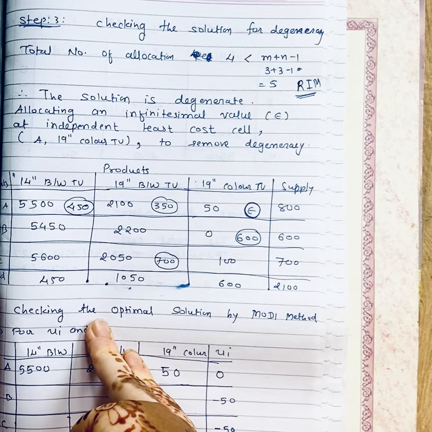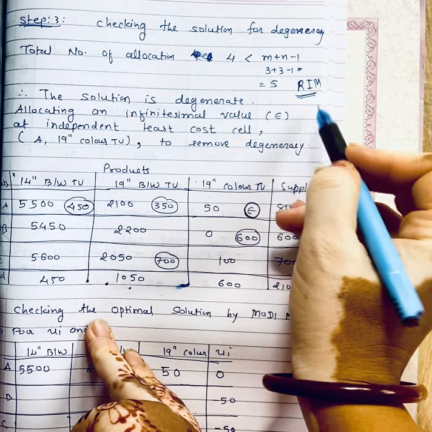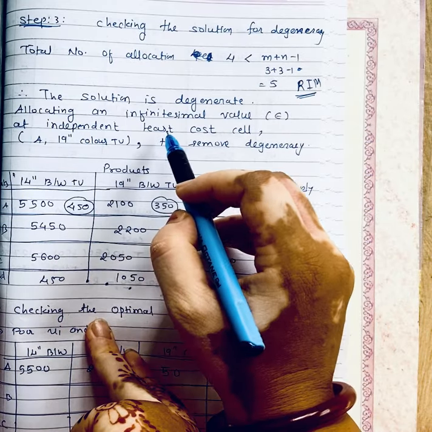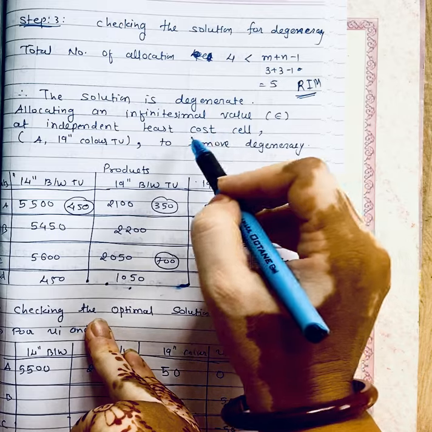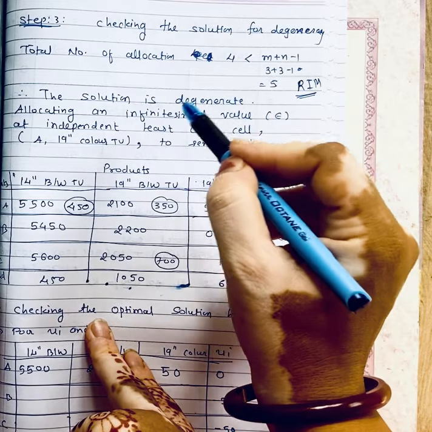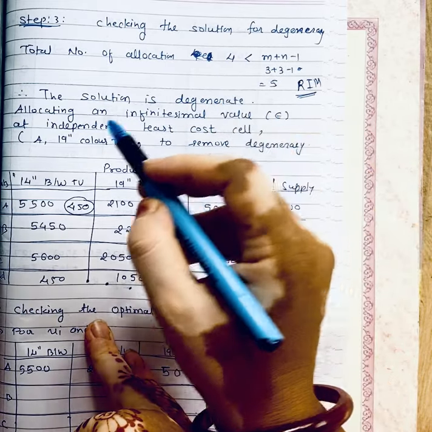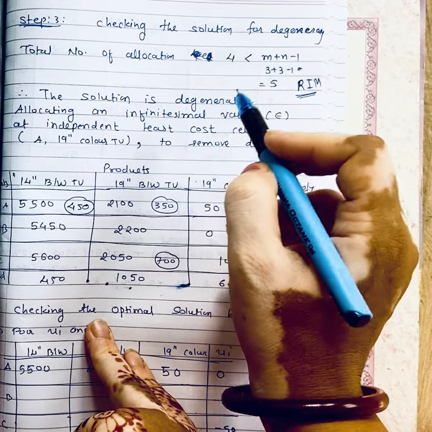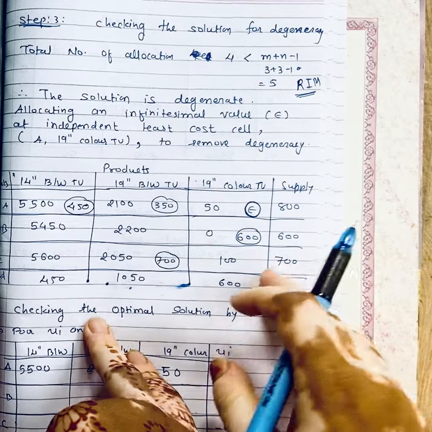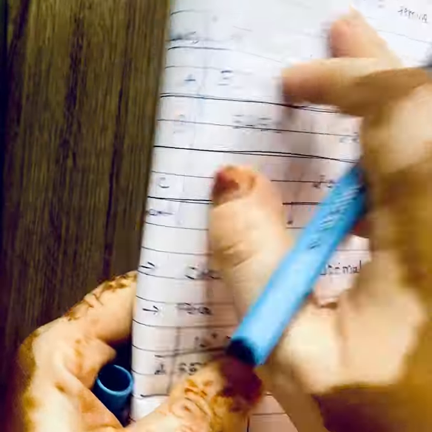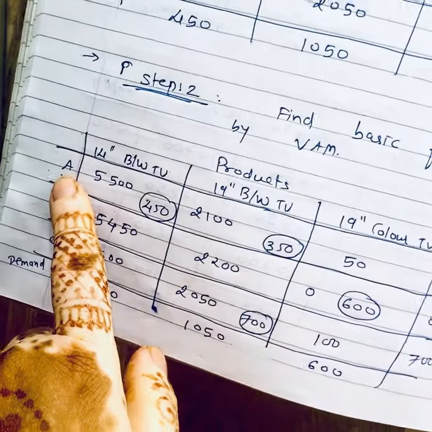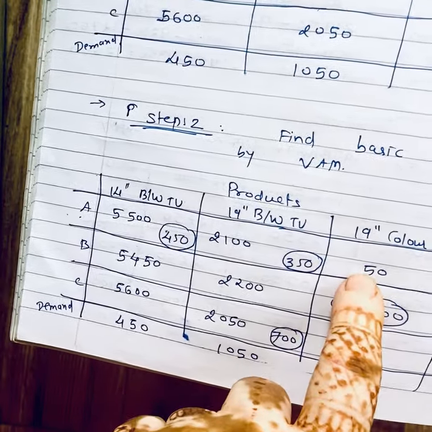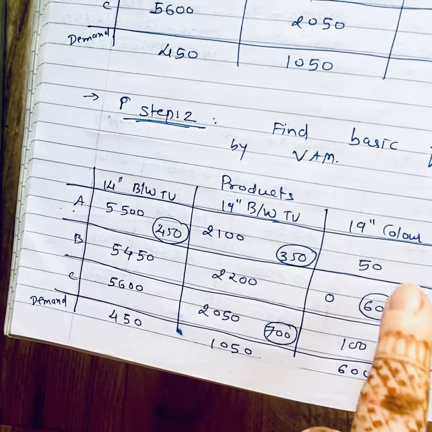We allocate an infinitesimal value, called epsilon, in the independent least cost cell. Independent least cost cell, so it should be the minimum cost unoccupied cell, and it should not create any closed loop. So we allocate there. Here, the 19-inch color TV, 50 is the least cost cell.